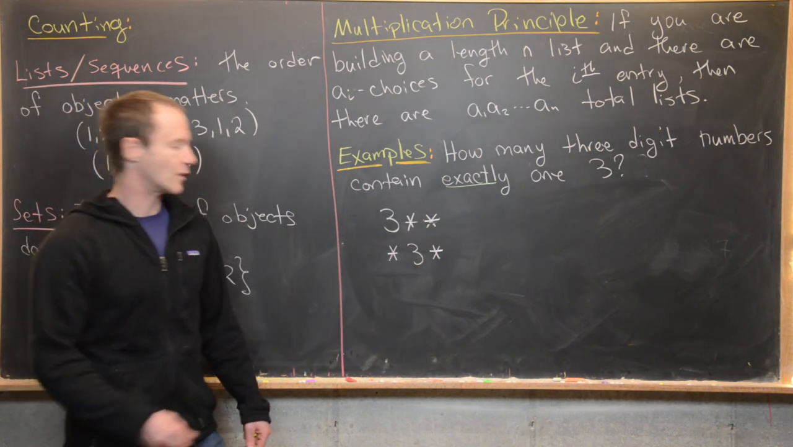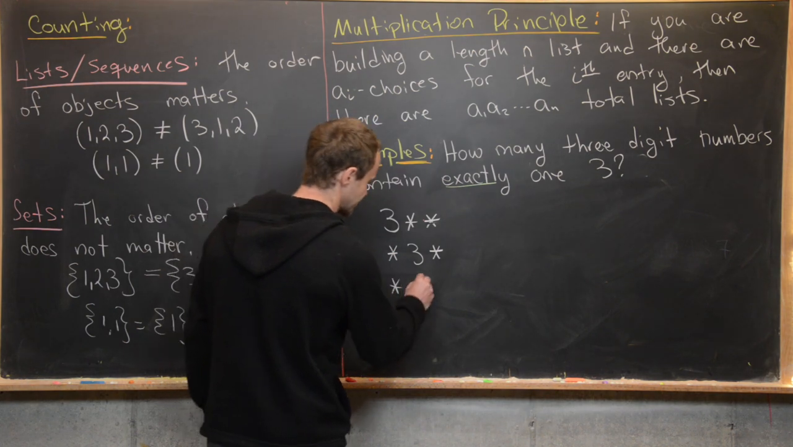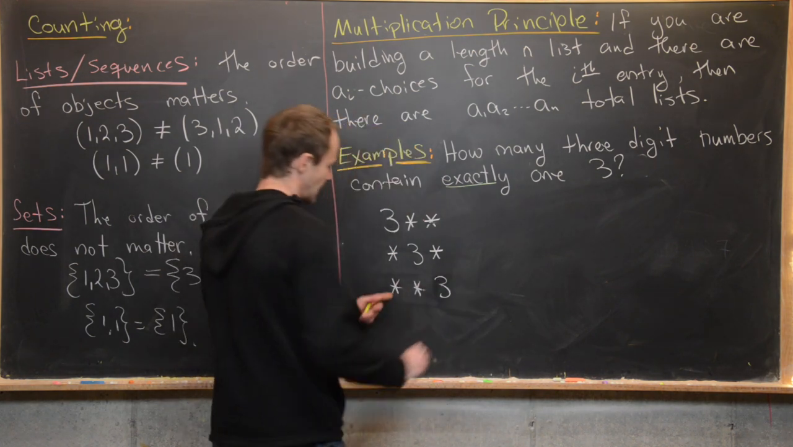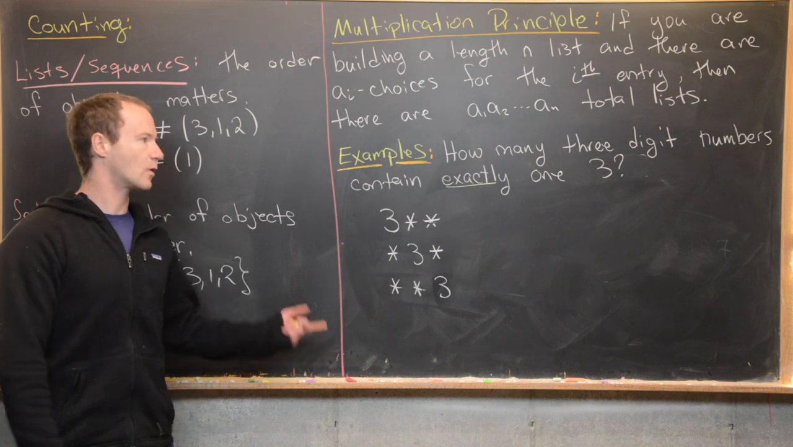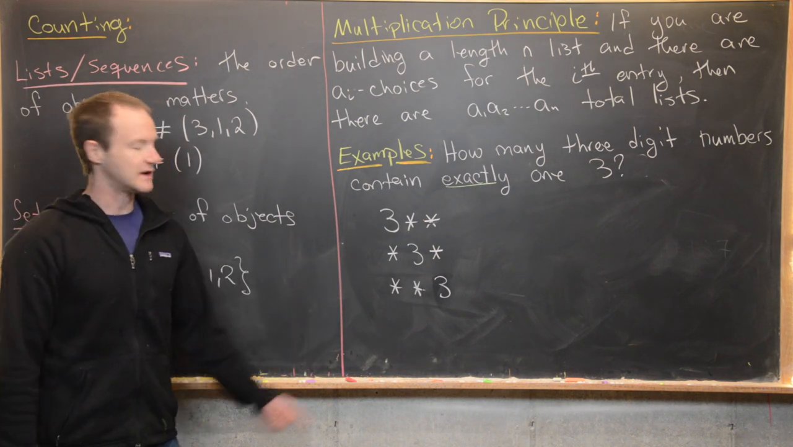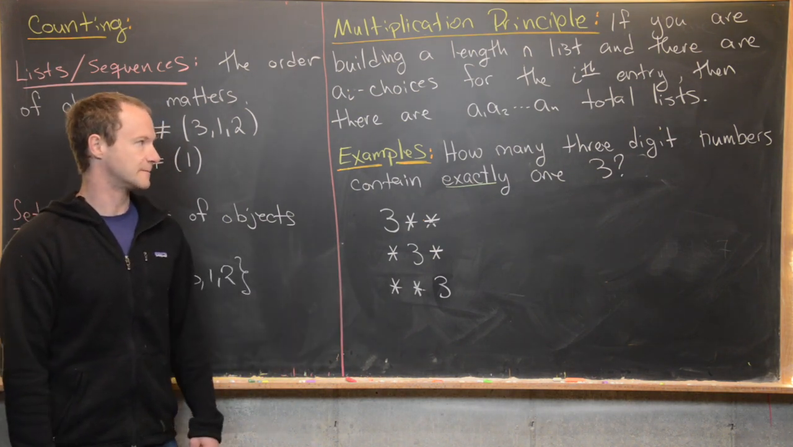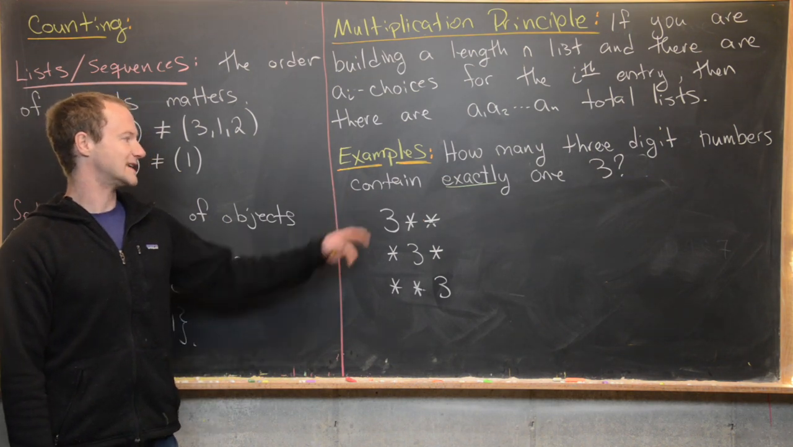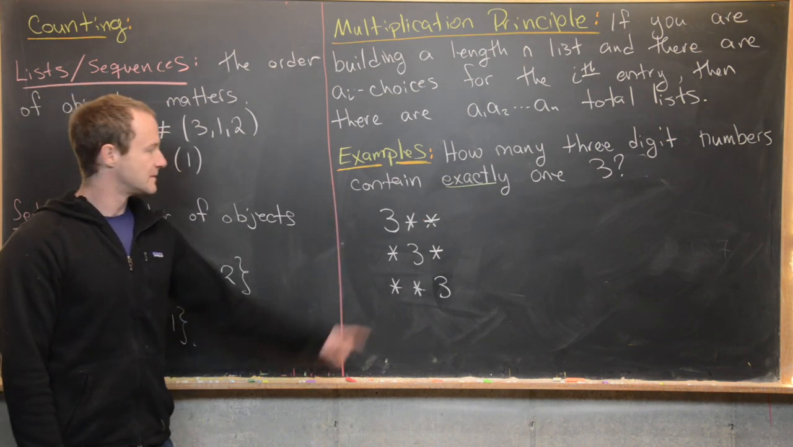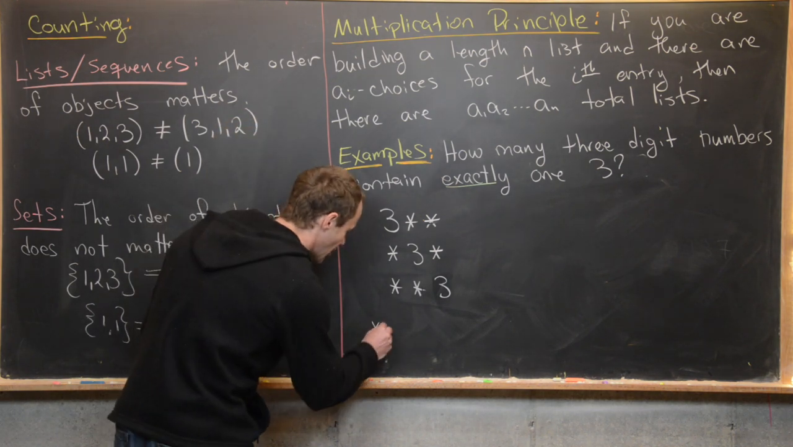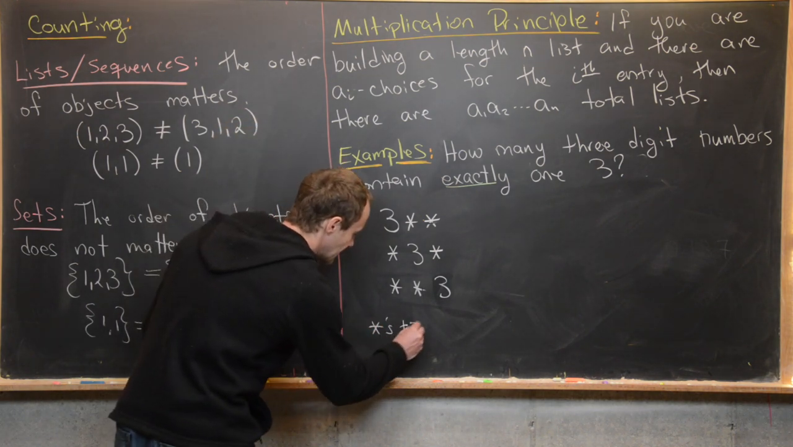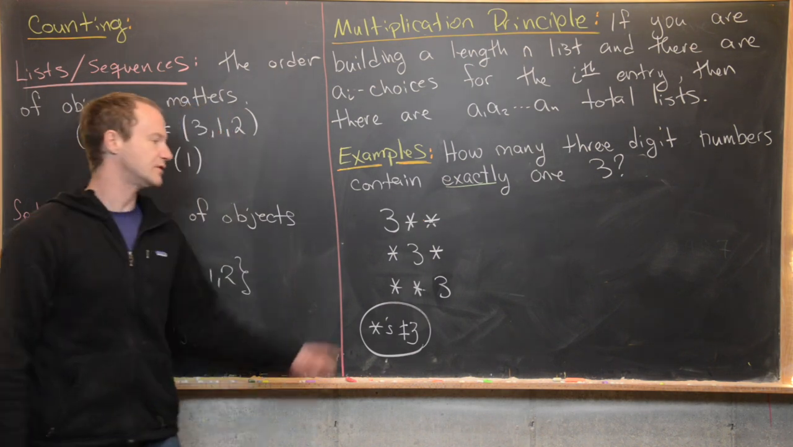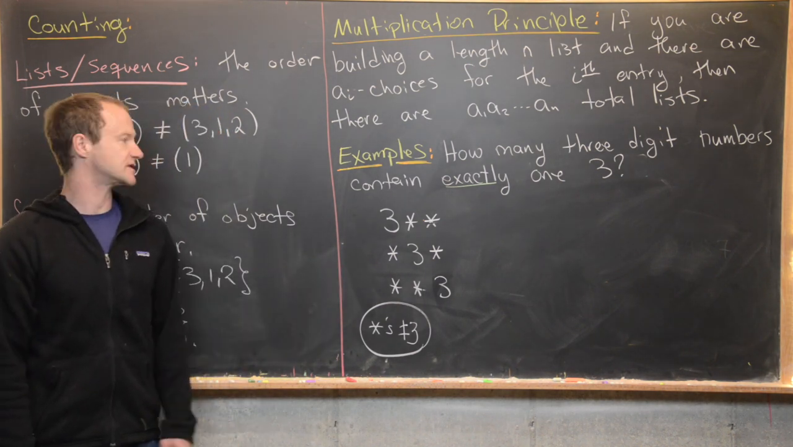Or we could have the 3 in the ones spot. So that would be like star, star, 3, like 173 or 953. That would be an example of something down here. Since we want exactly one 3, that means these stars are never equal to 3, because that would give us 2 threes in these expansions.